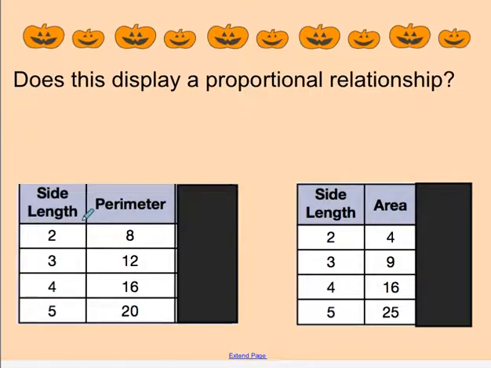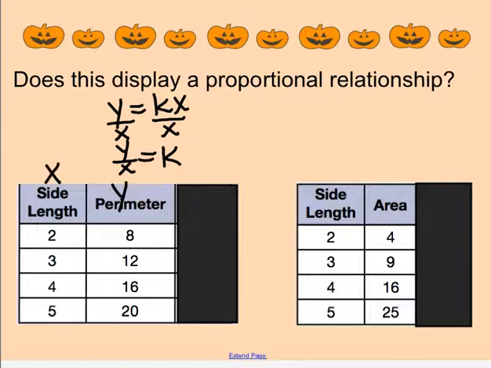More examples. Let's look at some tables and see if we can find those constants. Well, our constant, if we take our equation y equals kx, and we want to find our constant k, we would have to divide both sides by x. So to find our constant, I do y divided by x. So in this side length versus perimeter, side length is x, perimeter is y. Side length is x, area is y. So let's see if these are going to be constant.